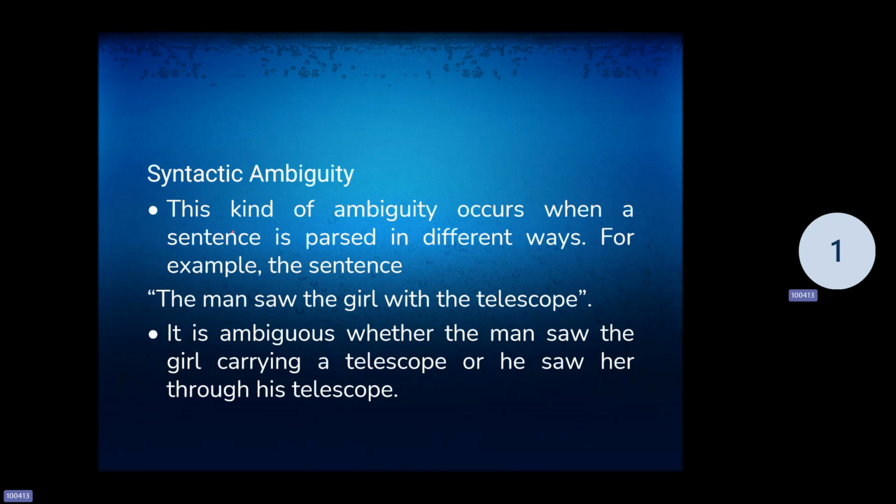The second one is syntactic ambiguity. This is important: syntactic ambiguity. This kind of ambiguity occurs when a sentence is parsed in different ways.